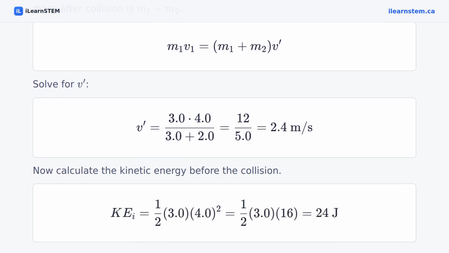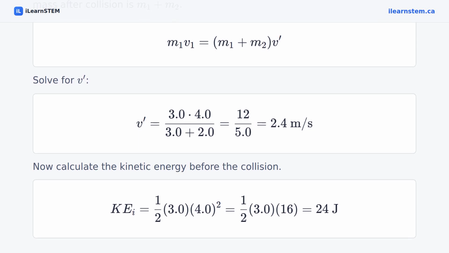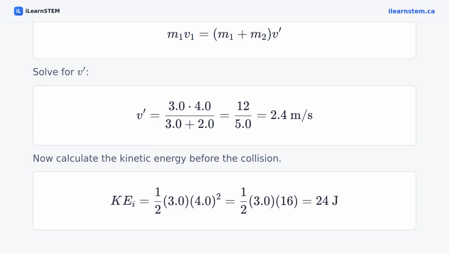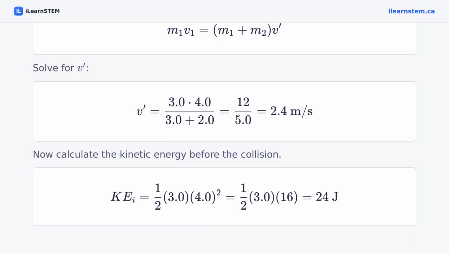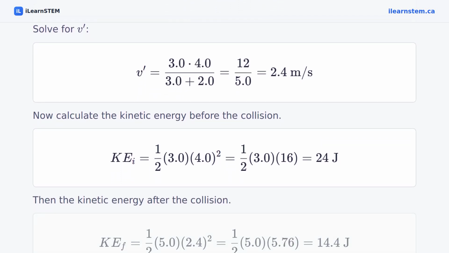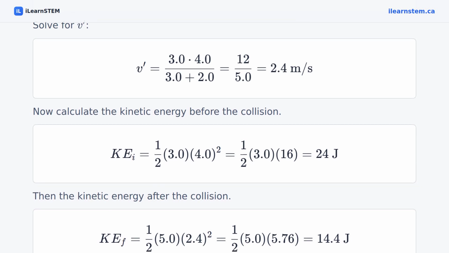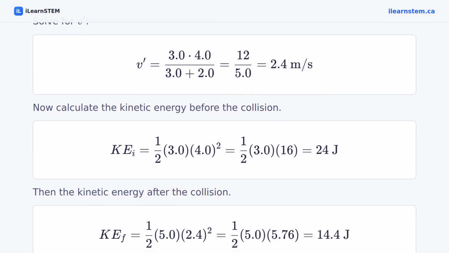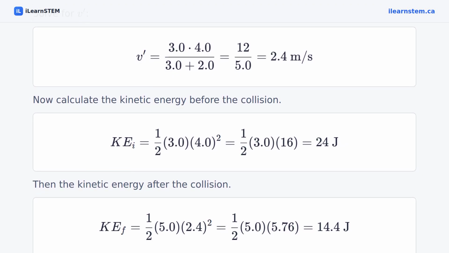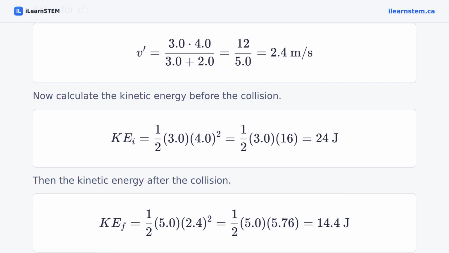Now calculate the kinetic energy before the collision. Kinetic energy initial equals 1/2 times 3.0 times 4.0 squared, which is 1/2 times 3.0 times 16, giving 24 joules. And the kinetic energy after the collision. Kinetic energy final equals 1/2 times 5.0 times 2.4 squared, which is 1/2 times 5.0 times 5.76, giving 14.4 joules.